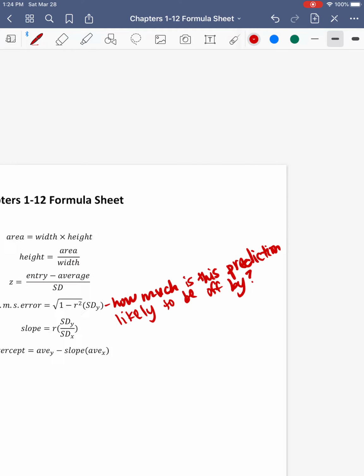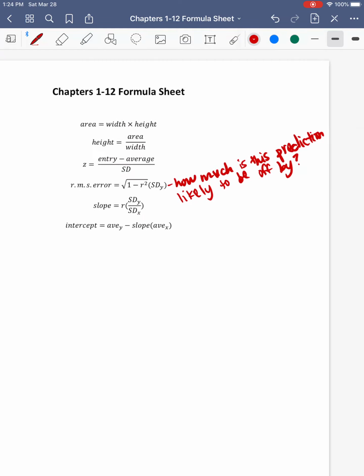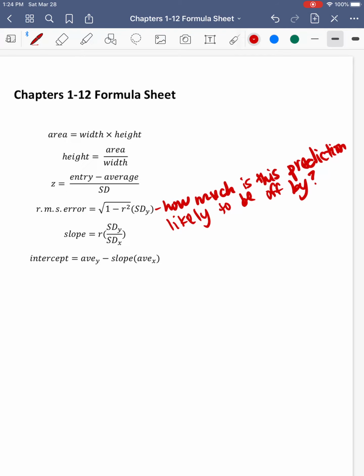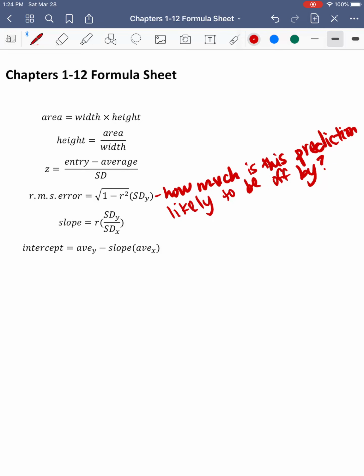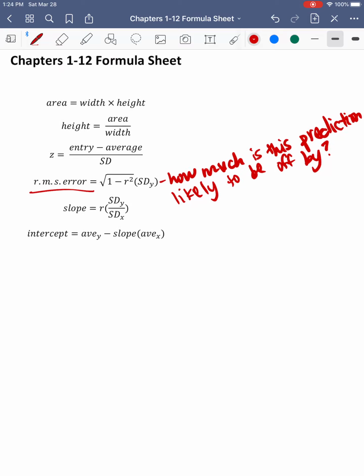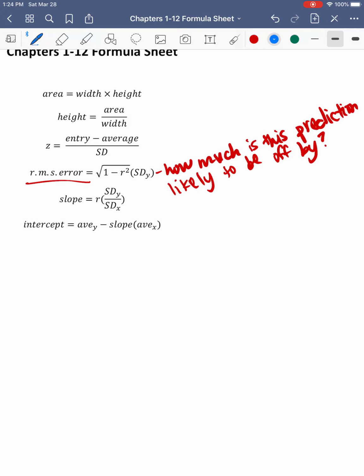On the test, that is how it's going to be phrased. You will have a problem like this dealing with a scatter diagram, and then it will give you a formula for a linear regression, and then you'll be asked, how much is this prediction likely to be off by? That means use the RMS error. And to do that, you're just going to have to plug data in. So you'll be given a 5-number summary.